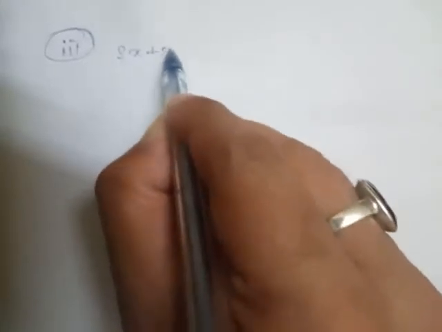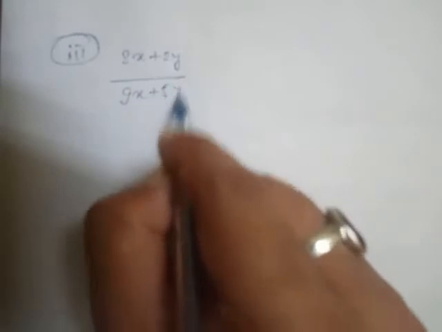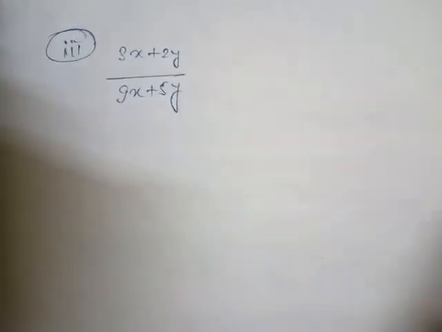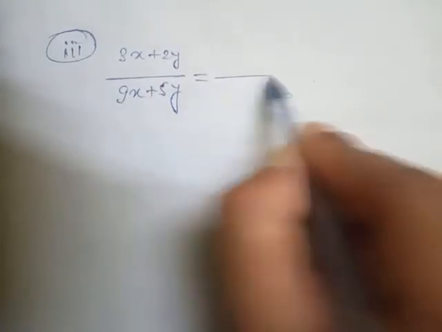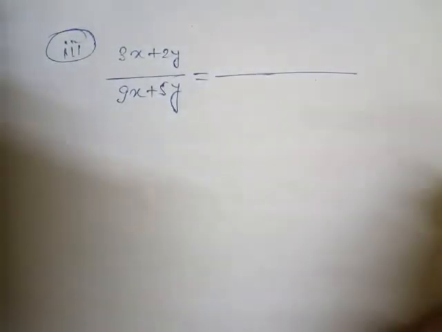Part 3 now, students. Question 5, part 3. What is the given condition of part 3 here? It is 3x plus 2y by 9x plus 5y. This is the given question of part 3. And the values of x and y will obviously be the same, because the same ratio is given in the question.